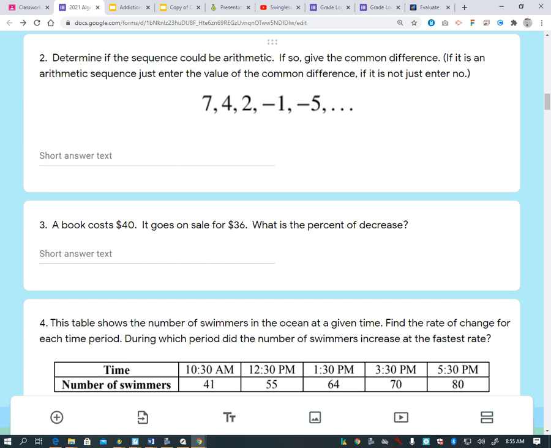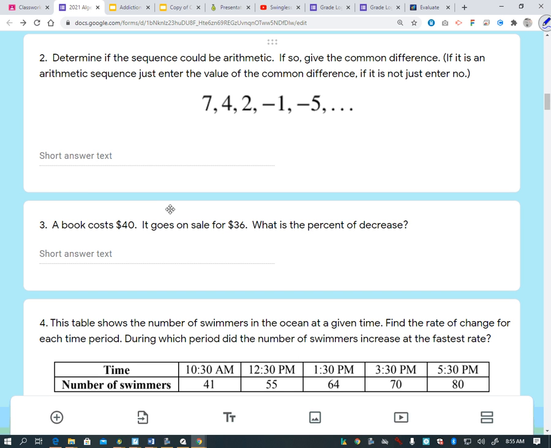All right. So number 2, determine if the sequence could be arithmetic. So our answer is no, it can't be arithmetic. All right, if so, give the common difference. If it's an arithmetic sequence, just enter the value of the common difference. If it's not, just enter no. All right, so how did you determine that the answer was no?